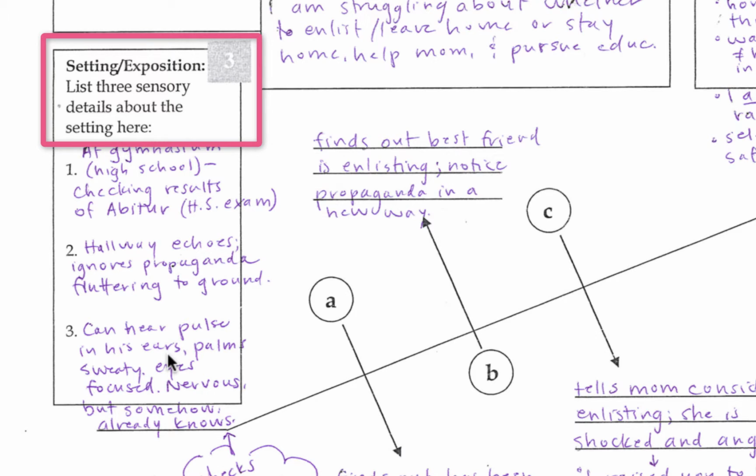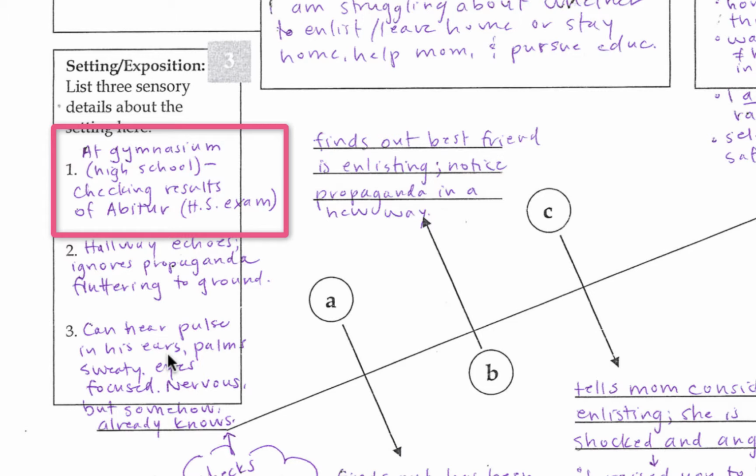So knowing that the first step of my rising action is that he's going to find out he's been granted this scholarship, I need to have the setting be a place where he might start to get that information. So I did some research and I found out that German high school is called a gymnasium. So my story is going to open at the gymnasium, which is the local high school, and he's going to be checking the result of the Abitur, which is the high school exit exam that would get him into college.